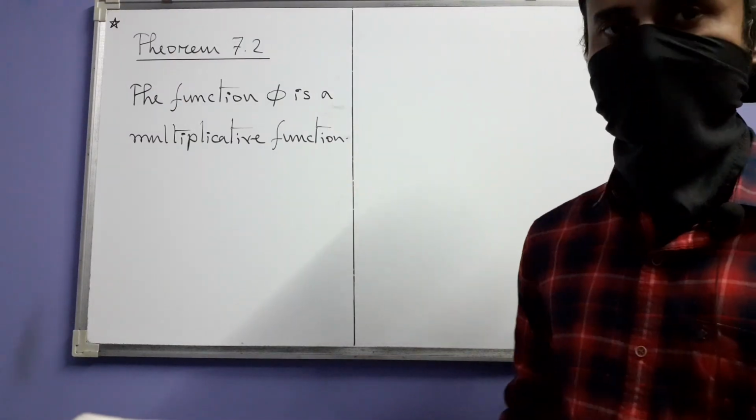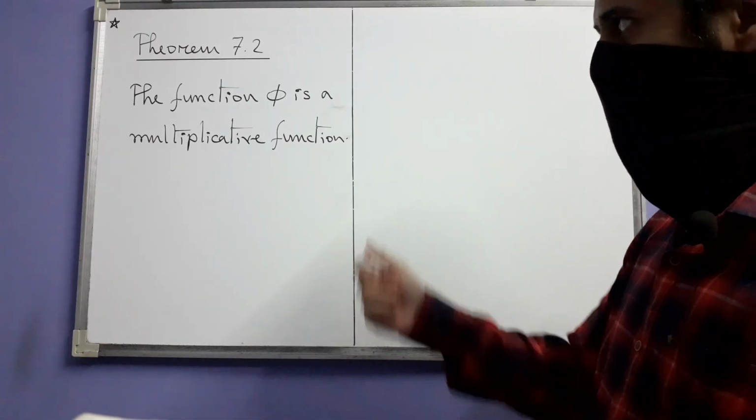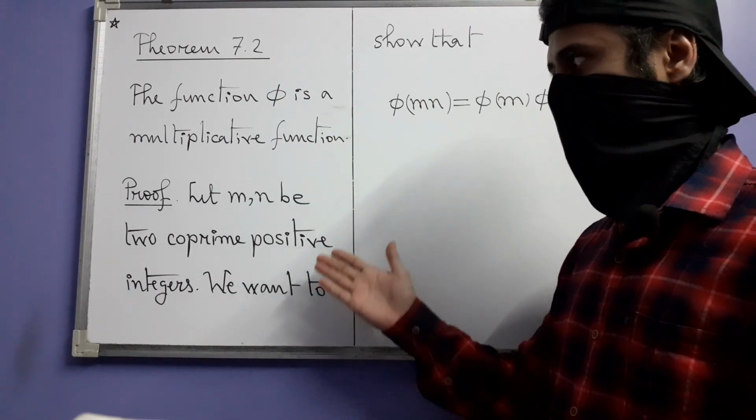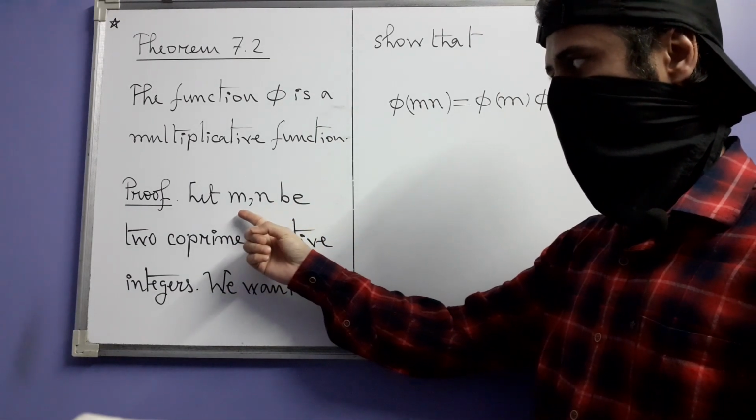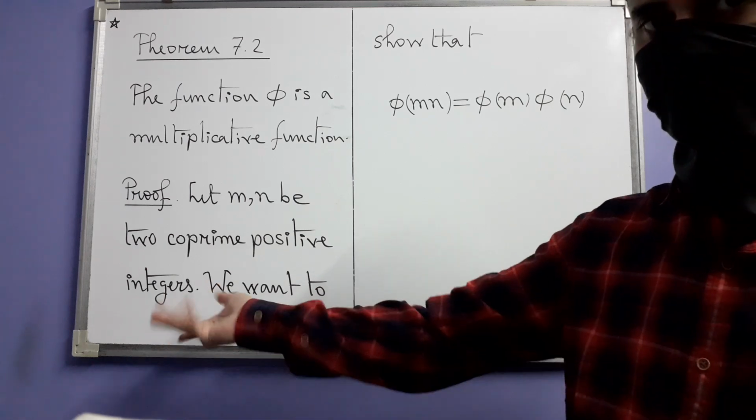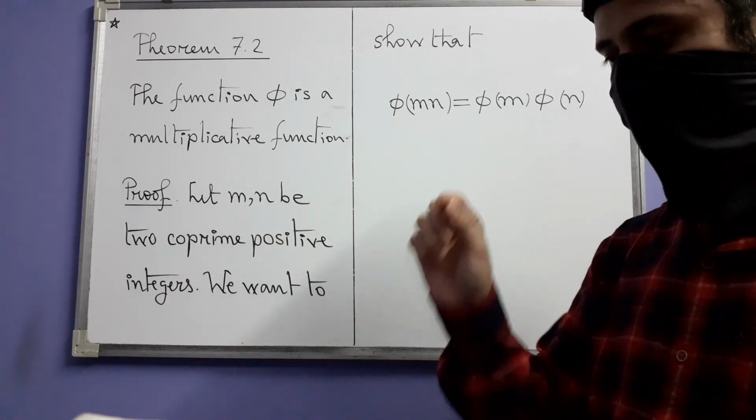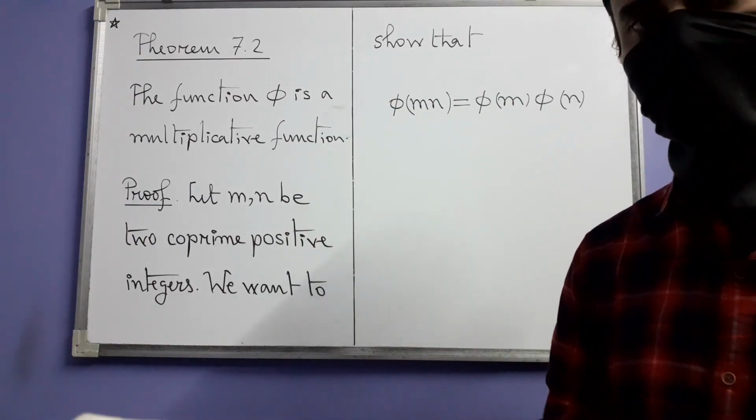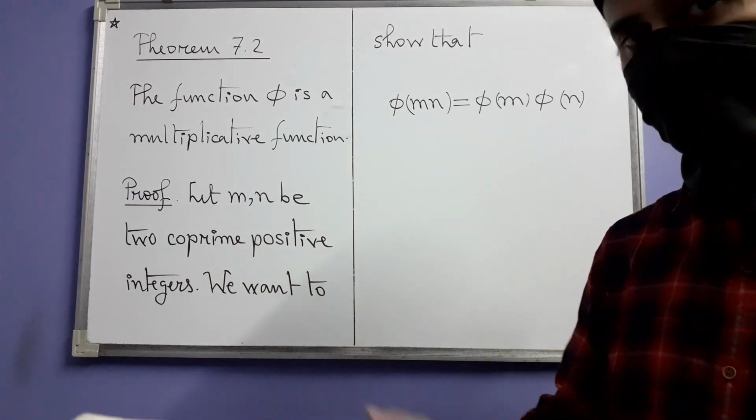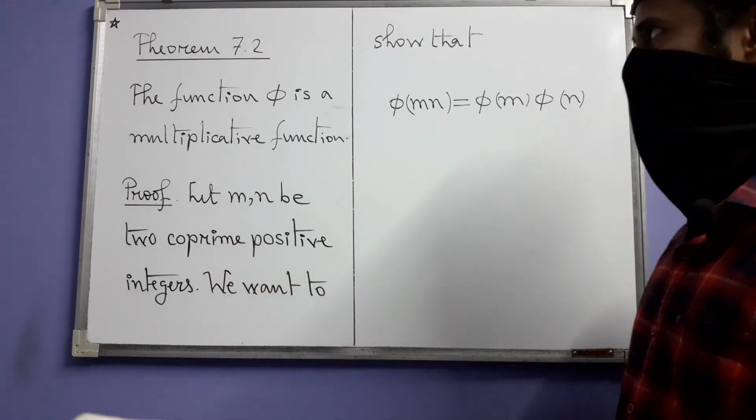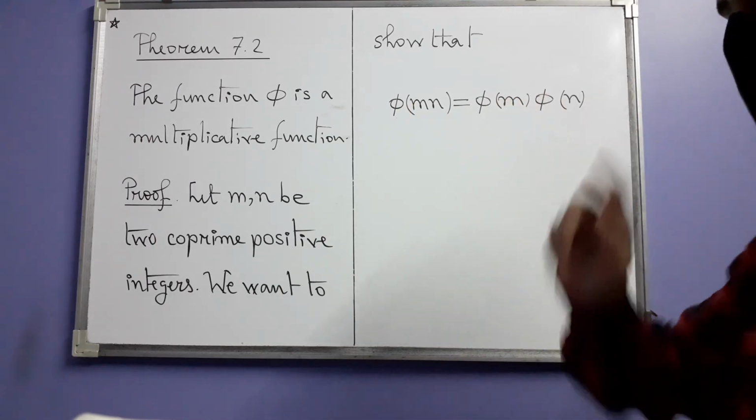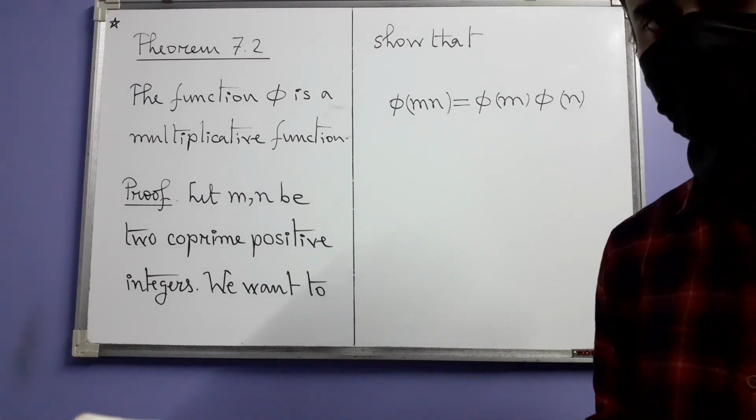And then we have our main theorem, theorem 7.2, which states just that the function phi is a multiplicative function. We start the proof by considering two co-prime positive integers m and n. Co-prime means relatively prime, because it's easier to write co-prime, so I am using this. Both co-prime and relatively prime mean that their GCD is 1. Be two such integers means be any two such integers. We want to of course show that the phi value of mn is equal to the phi value of m times the phi value of n, because that's what being multiplicative means.